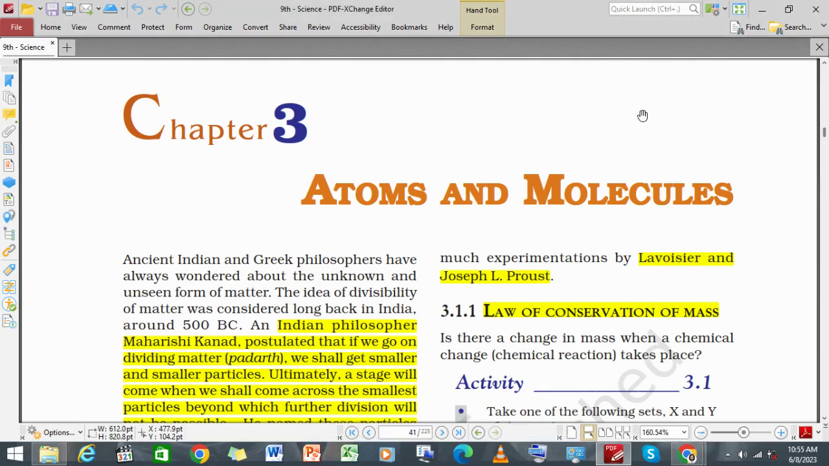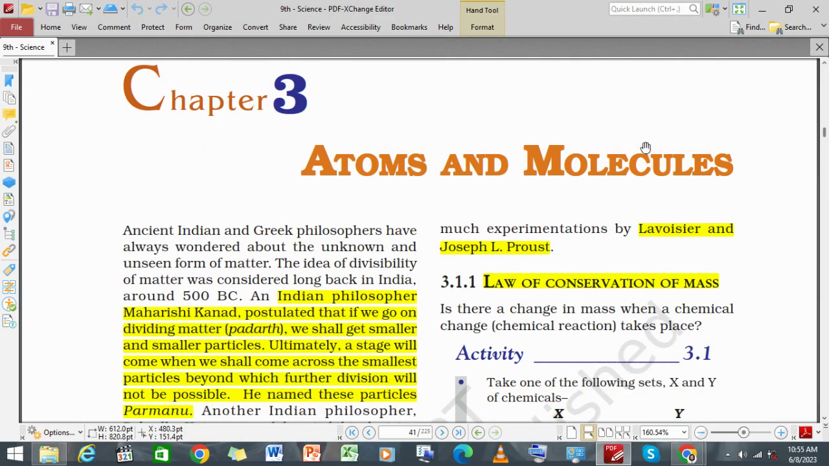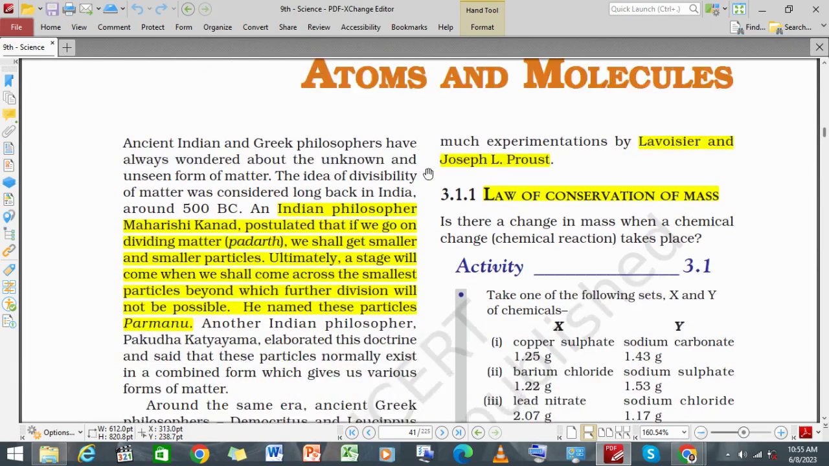So, hello everyone. Today we are going to continue our journey completing NCERTs of science. So, this is chapter 3, Atoms and Molecules.